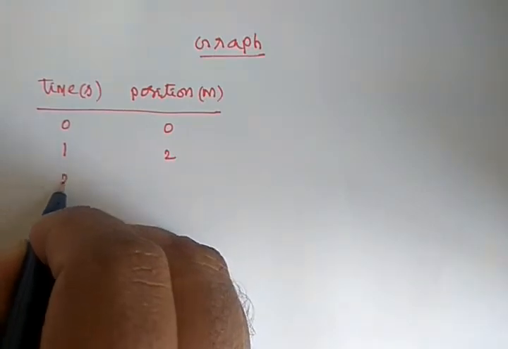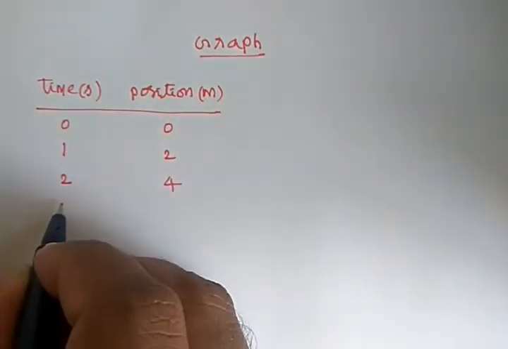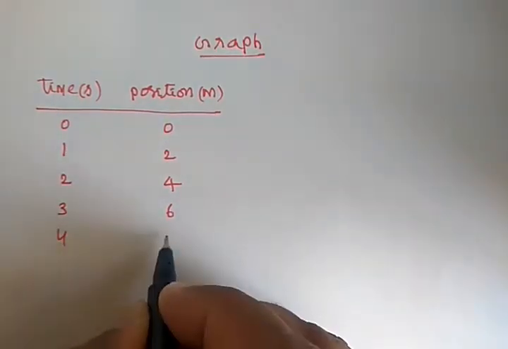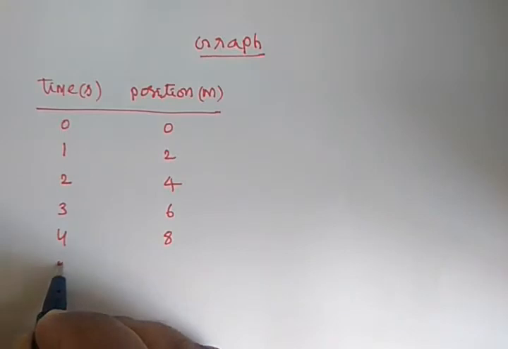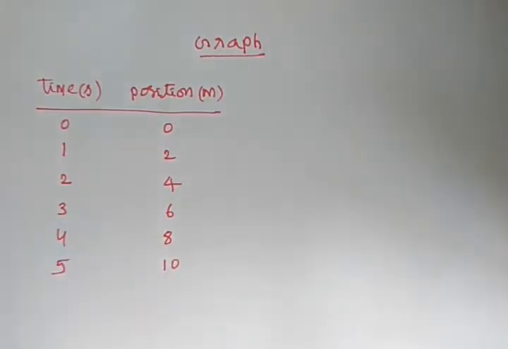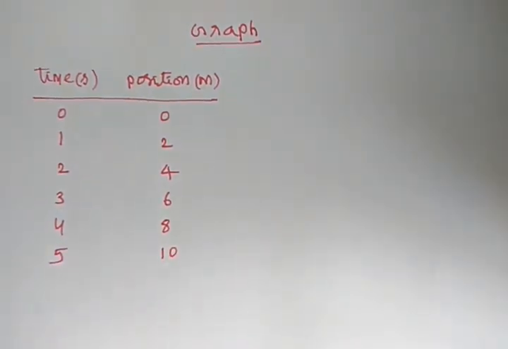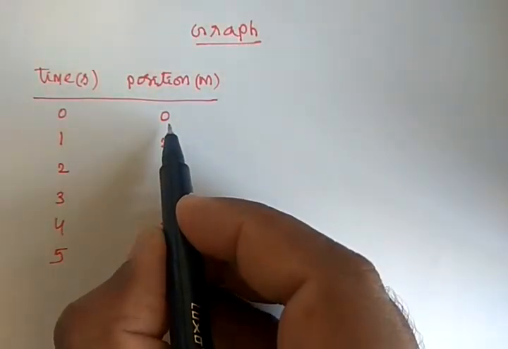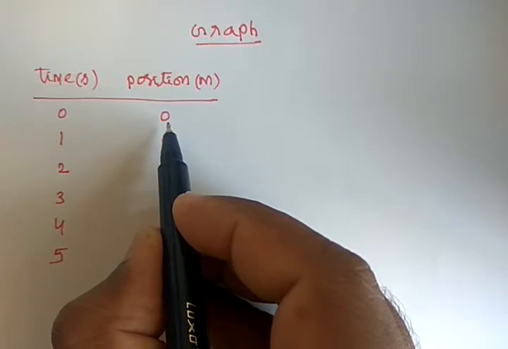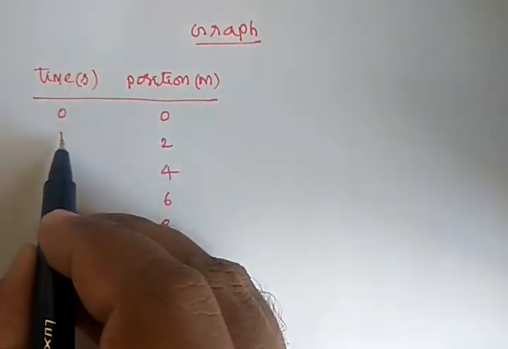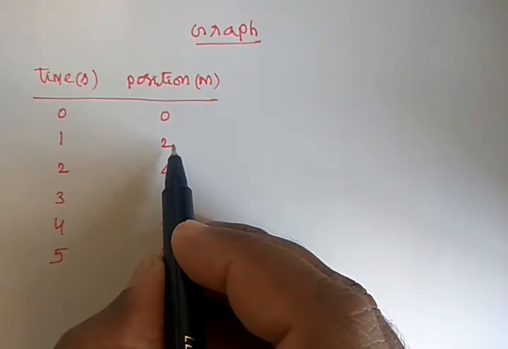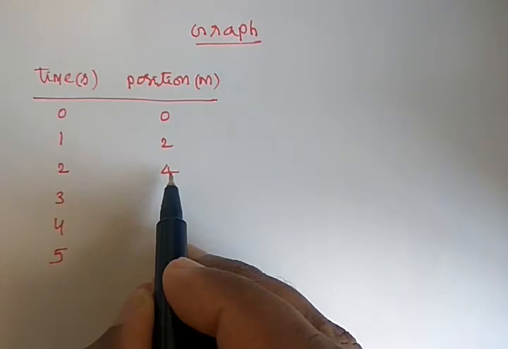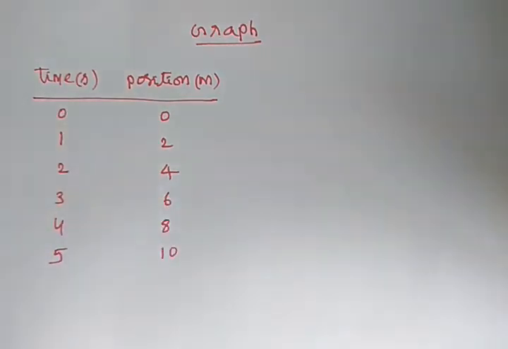When time is 2, position is 4. When time is 3, position is 6. When time is 4, position is 8. When time is 5, position is 10. So it means when time t is 0, the particle is at the reference point. When time t is 1, the particle is 2 meters away from the origin. When time t is 2, the particle is 4 meters away from the origin, and so on. These are the data points.